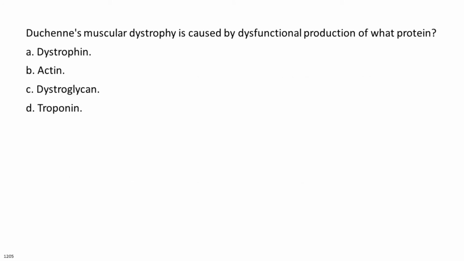Duchenne's muscular dystrophy is caused by dysfunctional production of what protein? A. Dystrophin. B. Actin. C. Dystroglycan. D. Troponin.